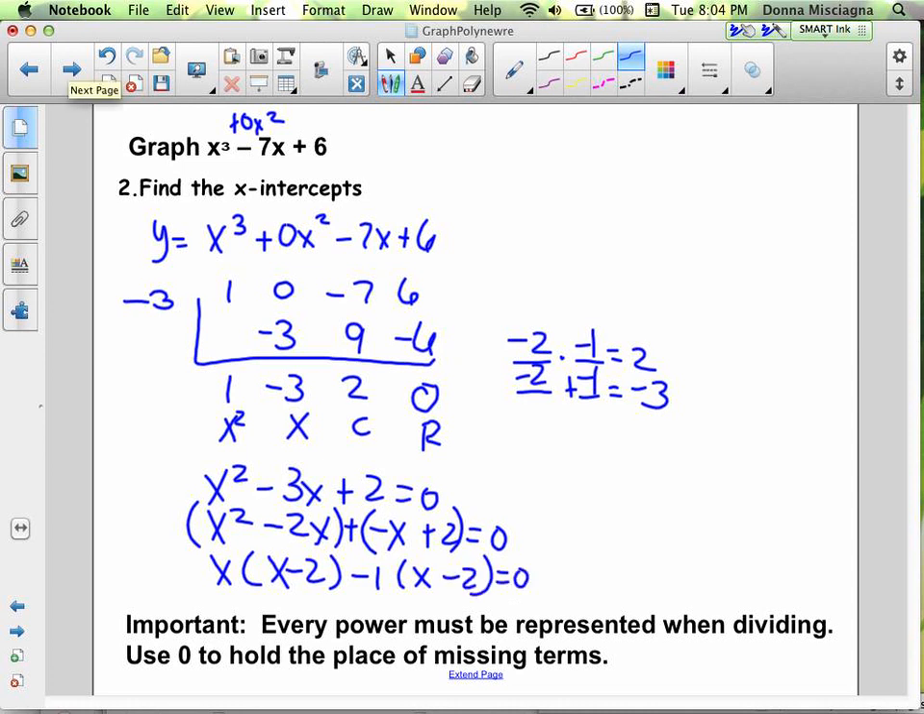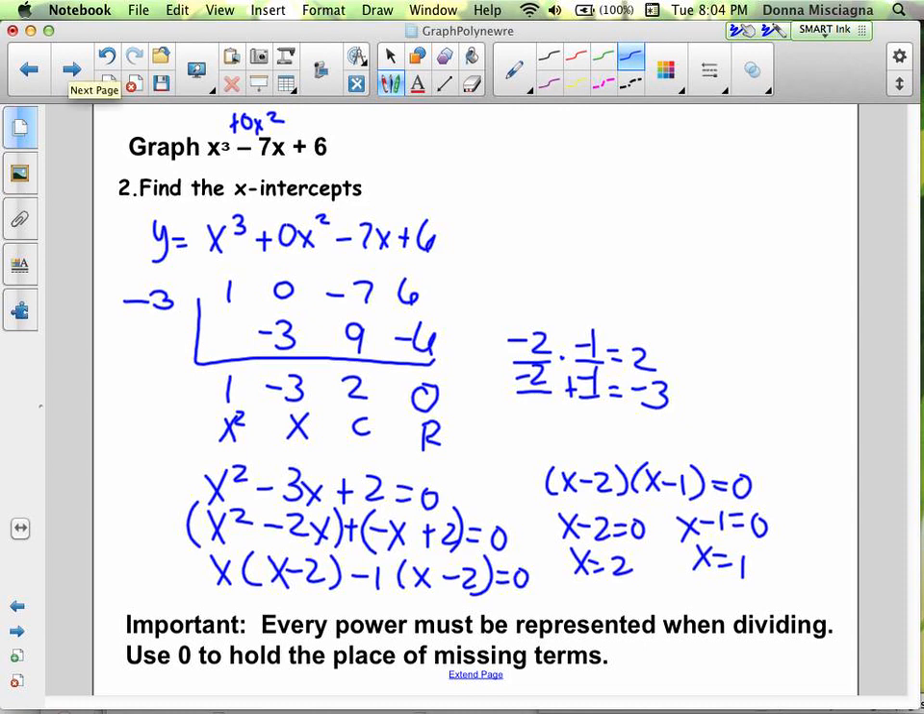All right, so we factor out the repeating x minus 2, and we're left with the leftovers, x minus 1. And so now we'll set those equal to 0. X minus 2 equals 0, x is 2. X minus 1 is 0, x is 1.